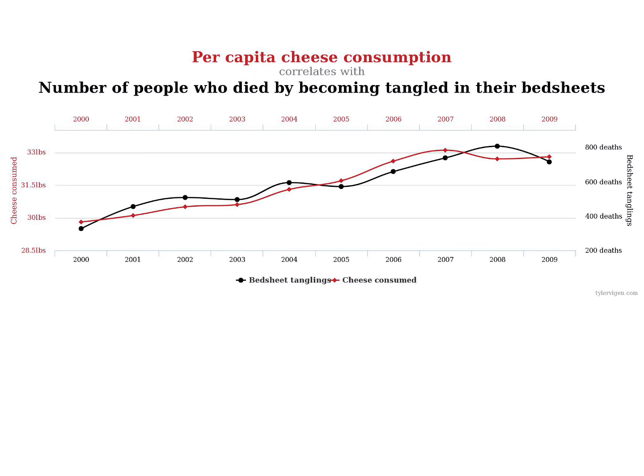The blue line shows the number of people who died each year from being tangled in their bedsheets. In the year 2000, 327 people in the US died from being tangled in their bedsheets. As you can see, the number of people dying in this way increased during the following years. The peak was in 2008, when 809 people died from being tangled in their bedsheets.